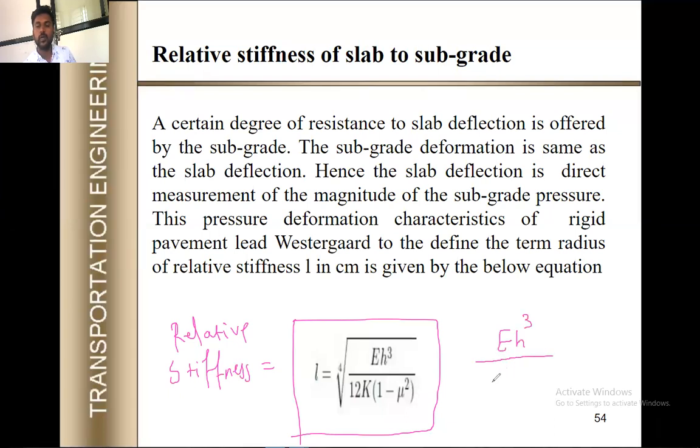Everyone please write down this formula: 12 K into bracket 1 minus mu square, whole bracket raised to 1 by 4. You can write it either way. You have both ways to write. You can write the fourth root or raised to 1 by 4. You can write in both ways. E H cube divided by 12 K into bracket 1 minus mu square.